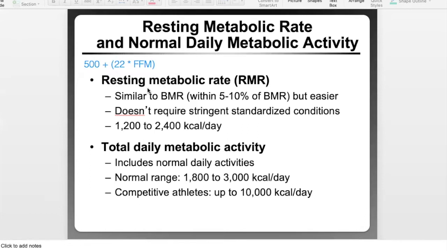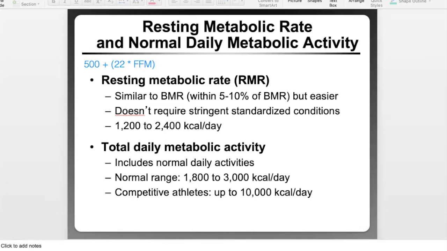You're going to get very similar results, with very, very small error margins, but it's just much easier. You don't have to have such stringent conditions where a person is in solitary for 24 hours and fasting.